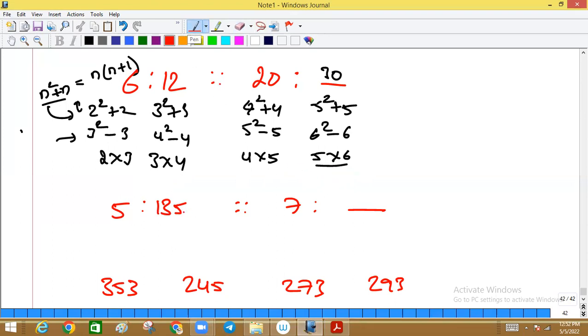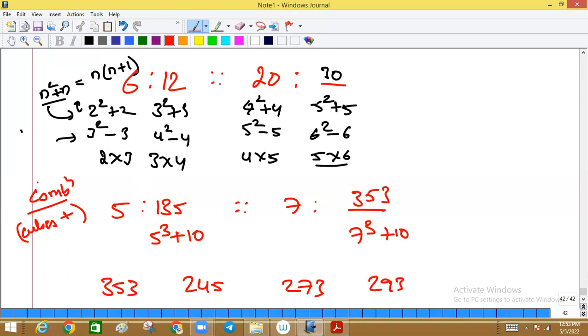Squares and cubes. 5 square is 25. Again, a multiple of 25 is not 135, so leave it. Come to cubes. What is 5 cube? 125 plus 10. So it's a combination question. What is the combination here? Cube and then addition. So the combination is cubes and addition. This is the format. So obviously here 7 cube plus 10. 7 cube means 343 plus 10. What is the answer? 353 is the answer. So clearly it's a combination question. Next.